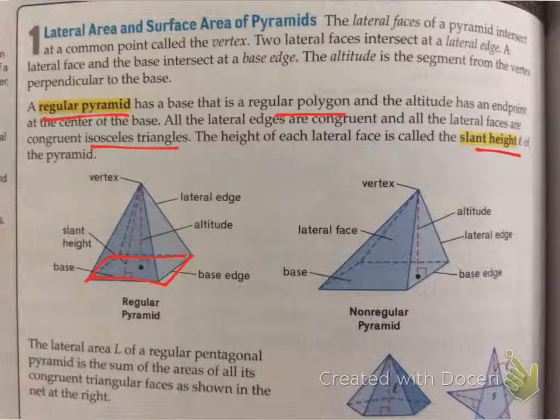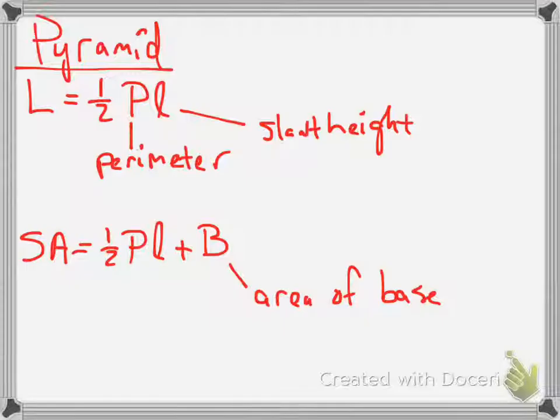In other words, the diagonal line that goes down, not straight from the top to the center, but along the sides like that, is called a slant height. And that's actually the very important height here, because on a pyramid, the lateral area is 1/2 the perimeter times the slant height. And the surface area is 1/2 the perimeter times slant height plus the area of the base. So you have to figure out what the area of the base is.